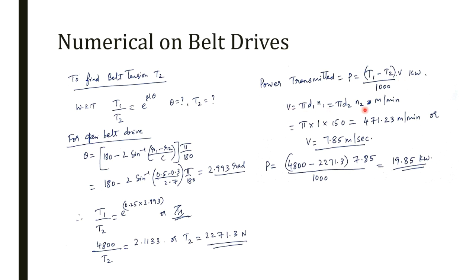Then find out V by using the formula pi d1 n1 is equal to pi d2 n2. You can use any one of this, pi d1 n1 or pi d2 n2, and then substitute the values, find out the value, convert into seconds. It has to be in terms of meter per second only. Only when you put the velocity as meter per second in power equation, you will get the right value, as kilowatt, or else you might go wrong. So please check the value while you are substituting. 4800 minus 2271.3, these are the tensions, and then you simplify that, you will get the value.